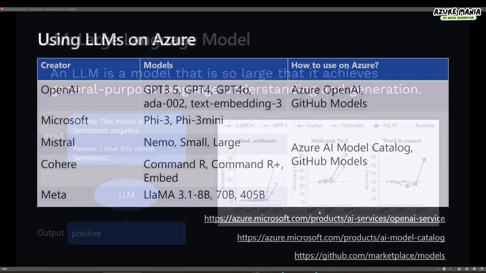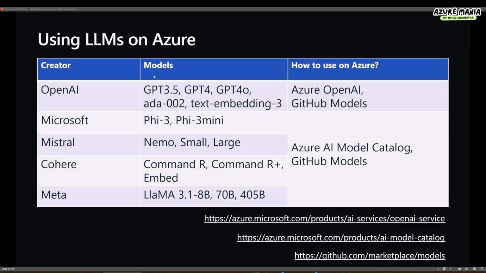Okay, now let's talk about using LLMs on Azure. How can you use that? If you want to use LLMs on Azure, there are a few options. From OpenAI you have these models, GPT 3.5, GPT 4, GPT 4o, and others. How to use that? You can just use Azure OpenAI, or you can use GitHub Models. For GitHub Models you can just go to github.com/marketplace/models and join the beta tester waiting list. Currently they're looking for beta testers.